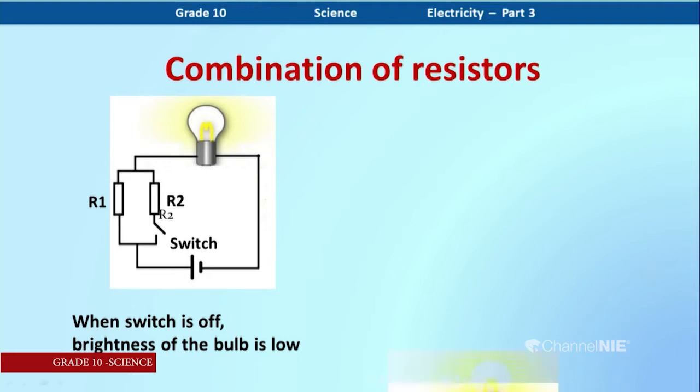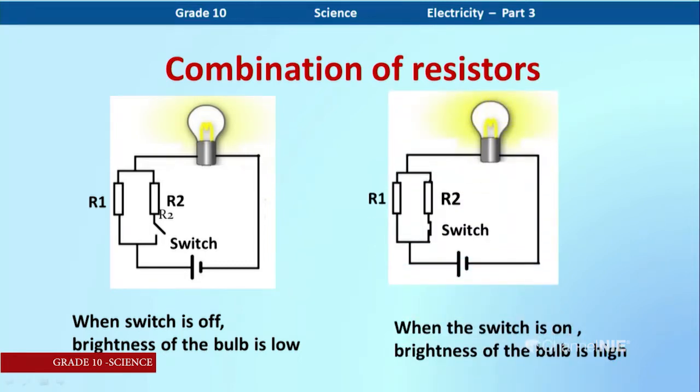Now look at what happens when the switch is on. When the switch is on, current flows through both resistors, R1 and R2. What has happened to the brightness? The brightness has increased. Brightness of the bulb has increased. Why, children? Don't you have a problem here? When the two resistors are connected and when the current flows through both resistors, how can the brightness of the bulb increase?